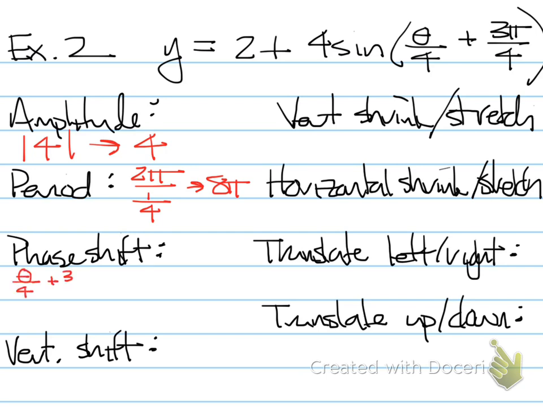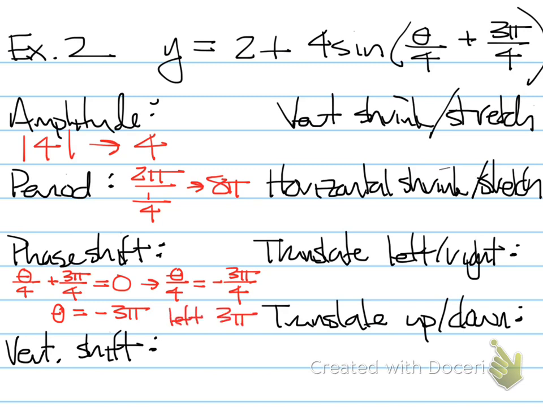And then the phase shift we can determine by setting the entire quantity in the parentheses equal to 0. When we do that, we get theta over 4 equals negative 3 pi over 4, and then multiply both sides by 4. That'll give us negative 3 pi. That tells us that the basic sine curve is being shifted 3 pi units to the left. And then for the vertical shift, we are going to use that 2. 2 is being added to that sine function, so it's going to be shifted 2 units up.